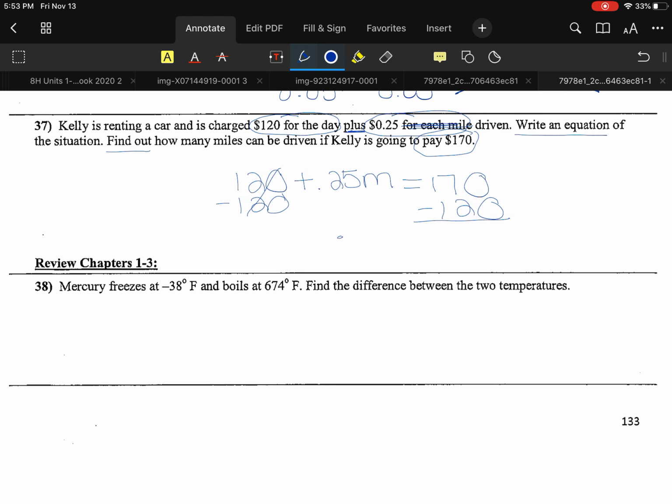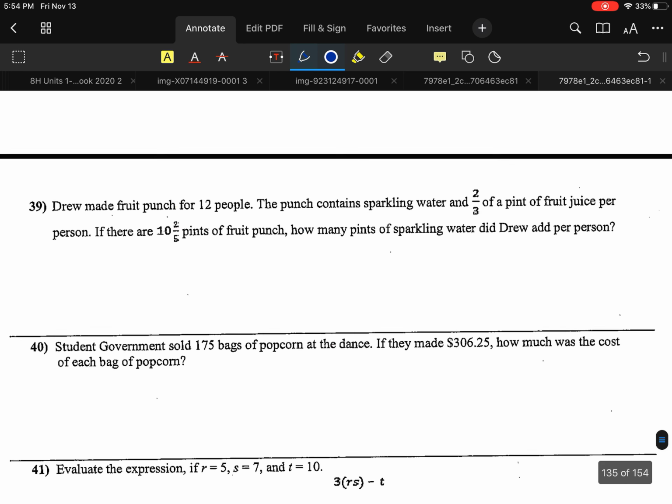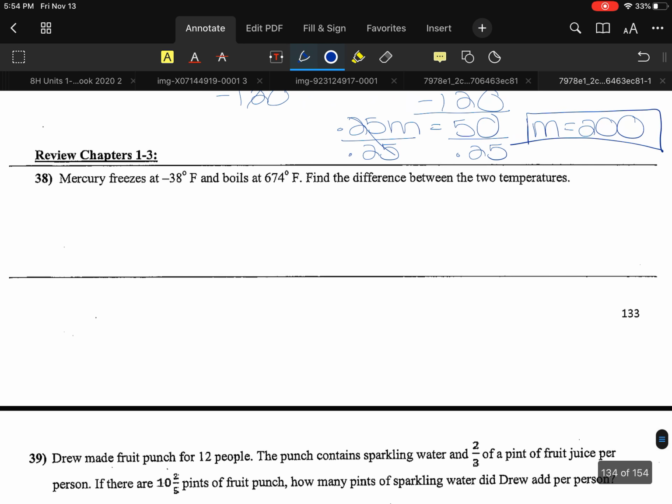I'm then going to solve. I'm going to subtract off the $120 they're going to charge me for the day. I'm then going to divide by how much it is per mile to figure out how many miles we can go. So 50 divided by the 25 cents per mile, I can go 200 miles. Again, you have to write an equation and solve the equation.